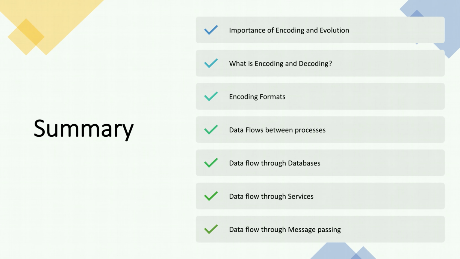Now let's summarize what we have studied in this chapter. We have looked at the importance of encoding and evolution. We have understood what encoding and decoding are. We have seen various encoding formats like JSON, XML, CSV, binary encodings, Thrift and protocol buffers. Also, we have seen how these encoding formats are used to pass data between various processes like databases, services and message passing.